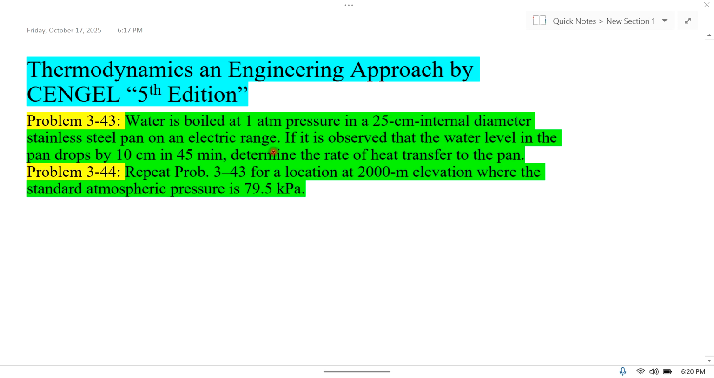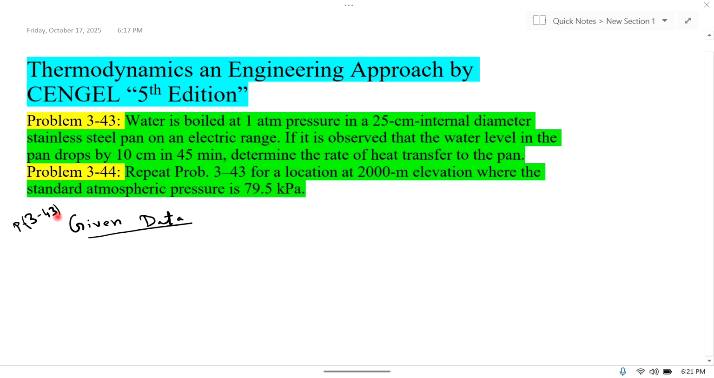steel pan on an electric range. If it is observed that the water level in the pan drops by 10 centimeter in 45 minutes, determine the rate of heat transfer to the pan. So first, given data for problem 3-43. First I am solving 3-43.